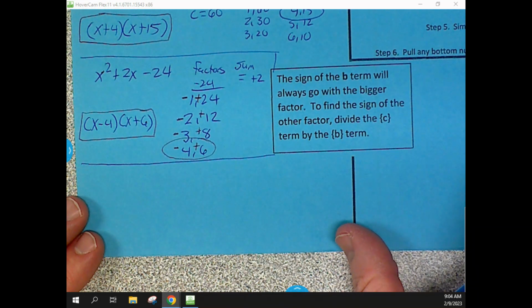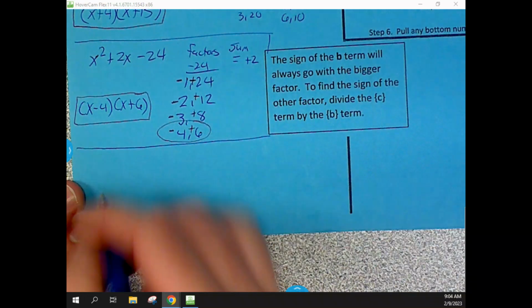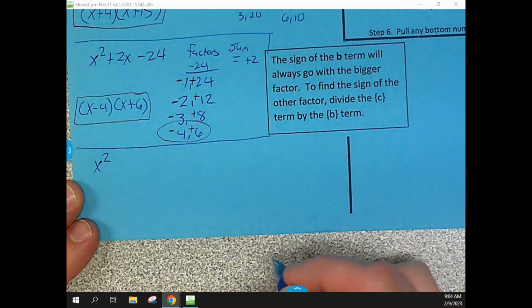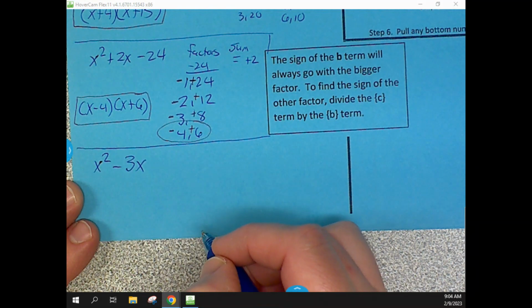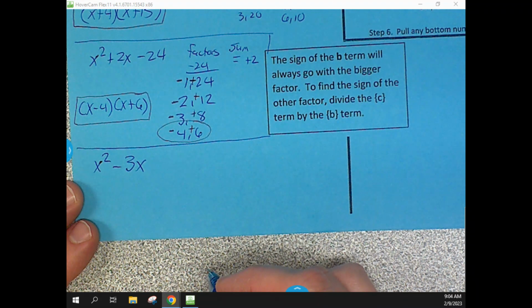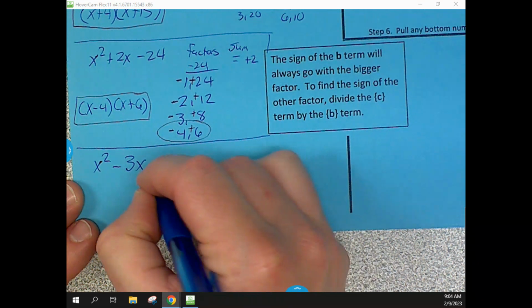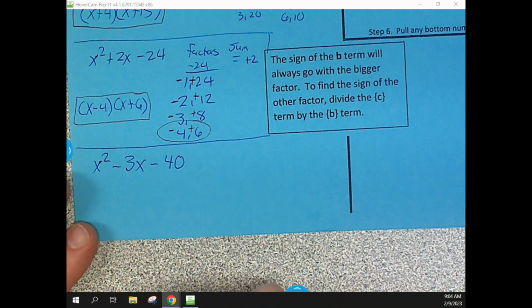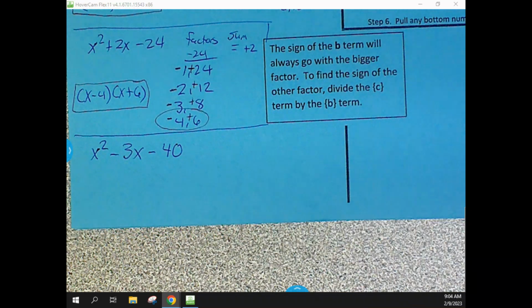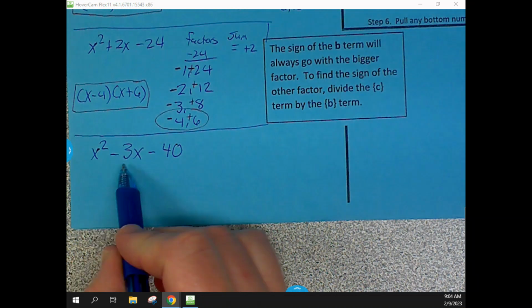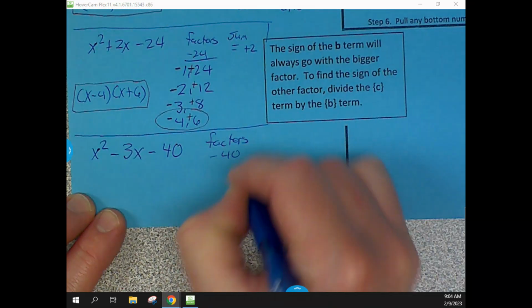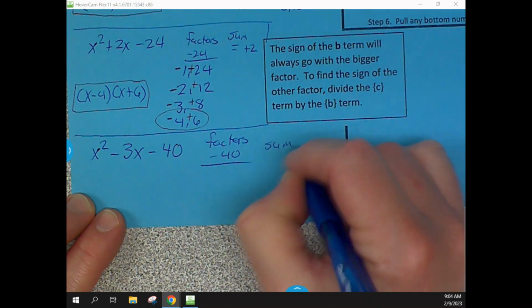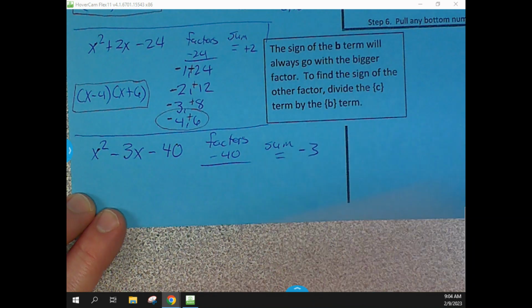All right, everybody, so good so far? All right, let's give you one where it's x squared minus 3x minus 40. Okay, so our A is 1, our B is negative 3, and our C is negative 40. So again, we're going to go with factors of negative 40, and the sum has got to equal, in this case, a negative 3.